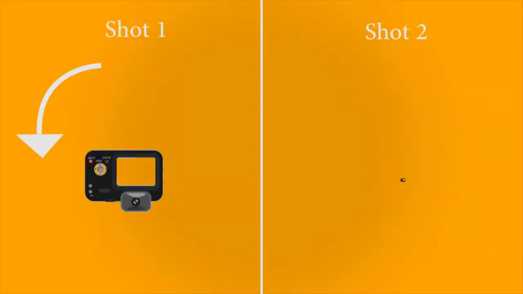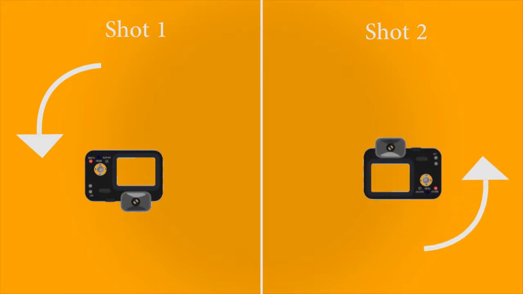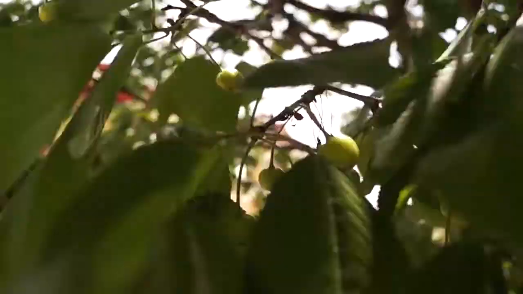For the second transition, rotate your camera in the first shot, and in the second, rotate it again in the opposite direction. Then make the same cut.